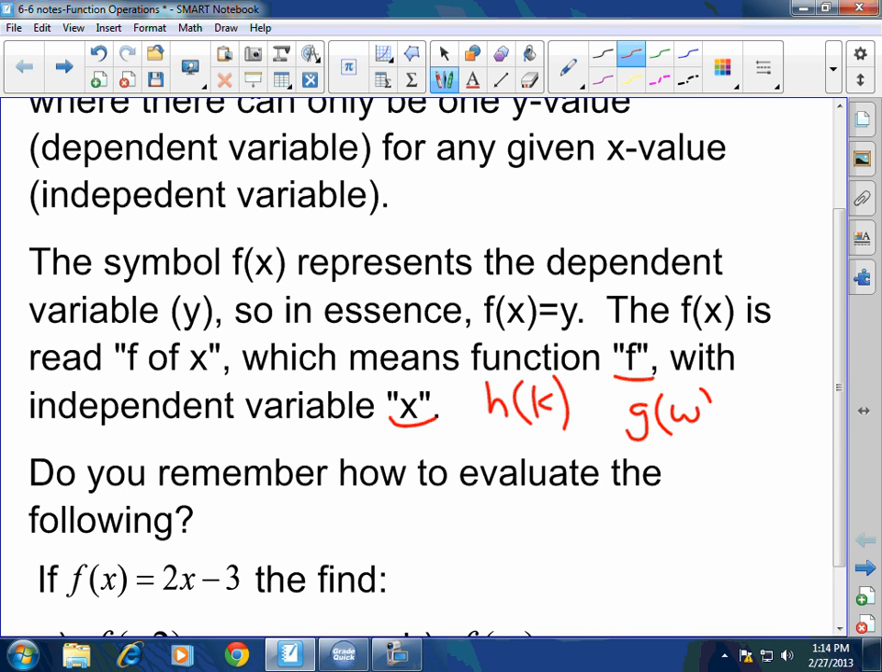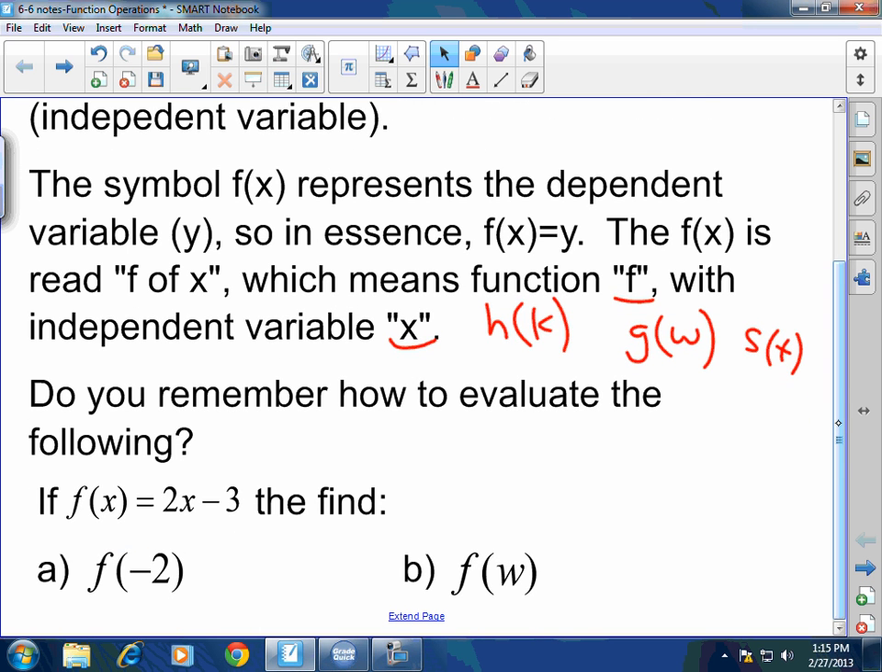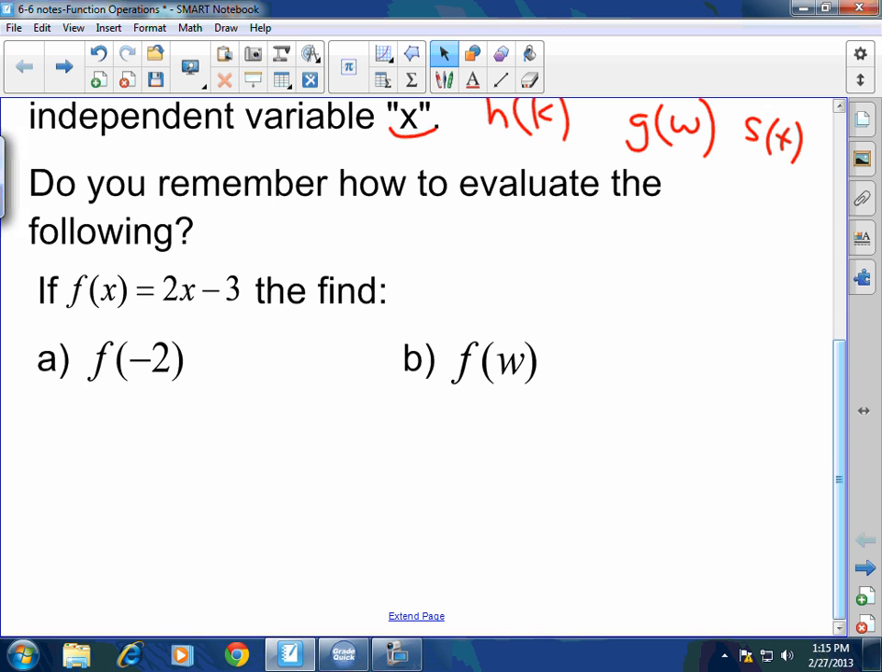G of w, function g with independent variable w. S of t, function s with independent variable t. Okay? That's how we read these. Now, before we get into the lecture of today, let's go back in time and just remember how to do some simple evaluating.